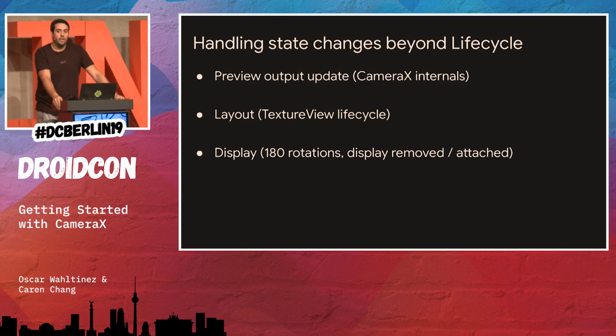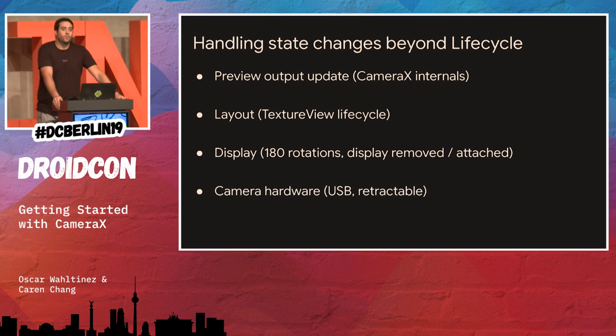We also have to look at the display. When you rotate the device 90 degrees, that's going to trigger your activities and fragments to destroy and recreate or to stop and start. However, when you rotate the device 180 degrees, it doesn't trigger a real layout. So what you'll see is that if you don't listen for the display orientation changes, you're going to find that your preview is suddenly upside down.